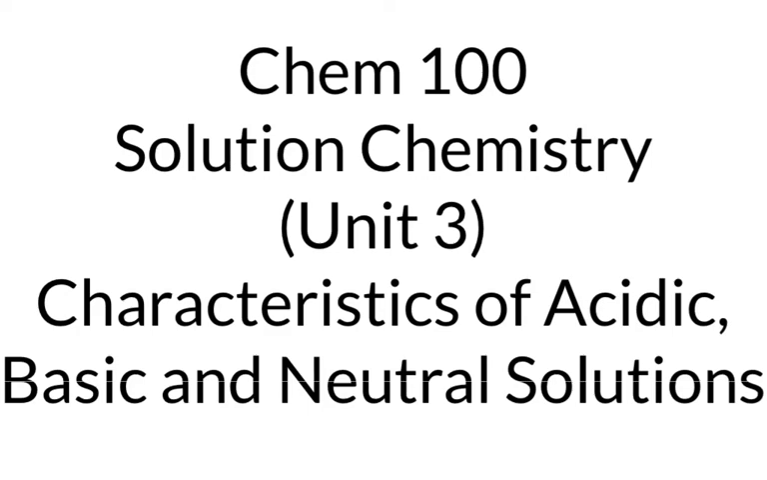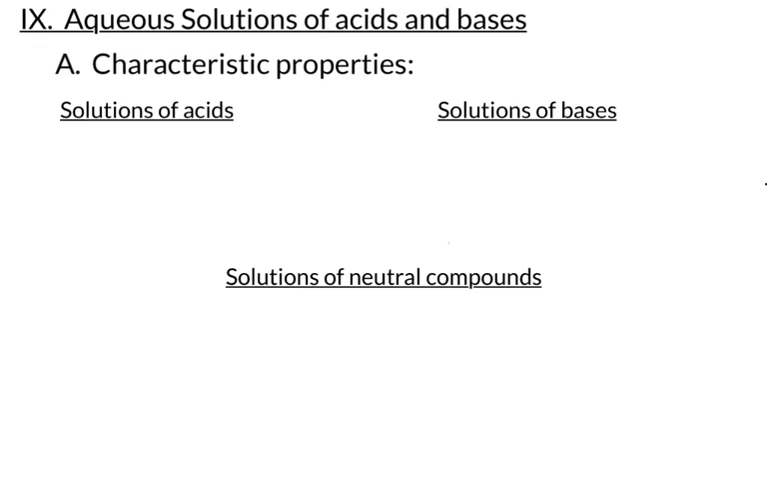Previously, we learned how to classify things as acids or bases, and if it wasn't one of those two, then it would be a neutral substance. Now we're going to talk about some characteristics that we can find of acidic, basic, and neutral solutions. These characteristic properties will help us to identify whether a solution is acidic, basic, or neutral.